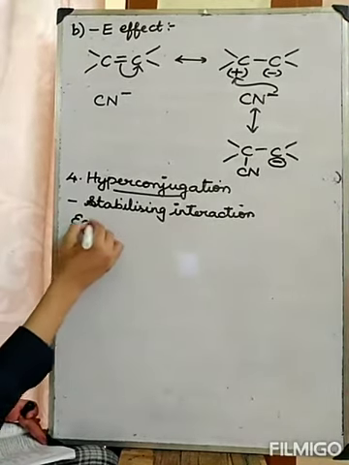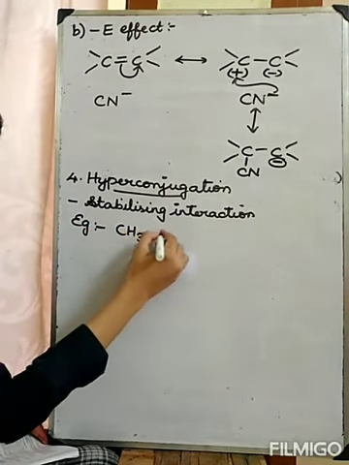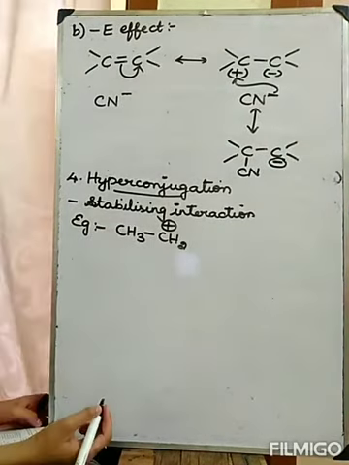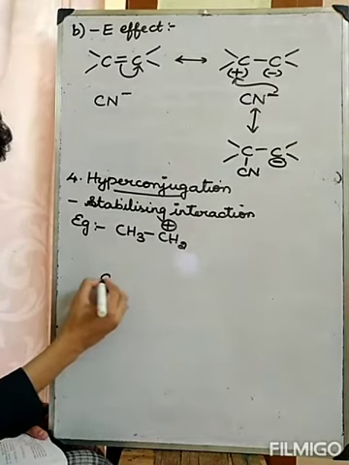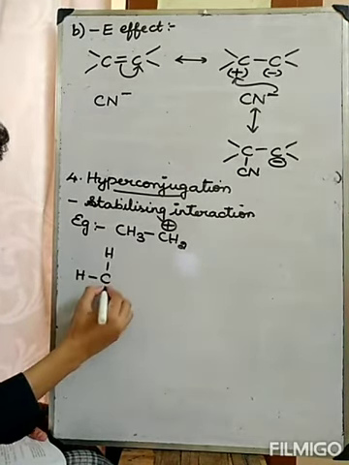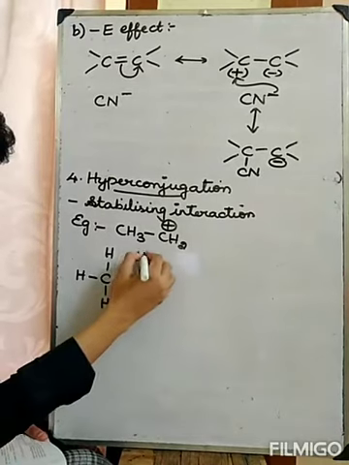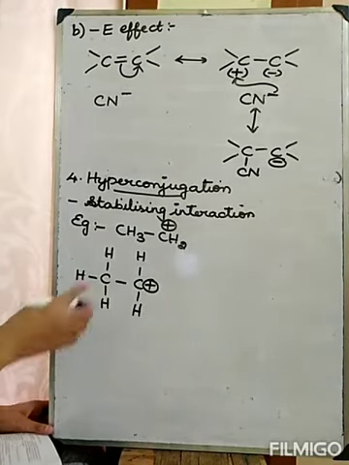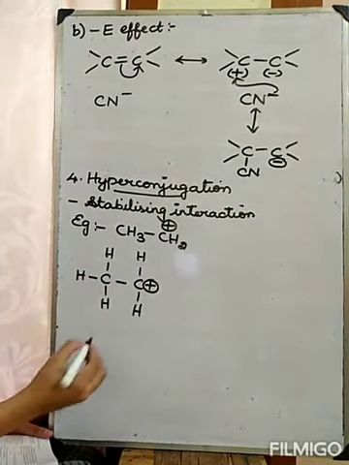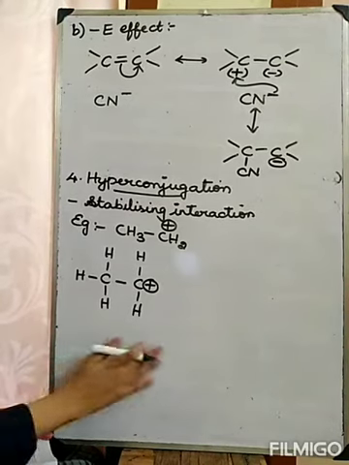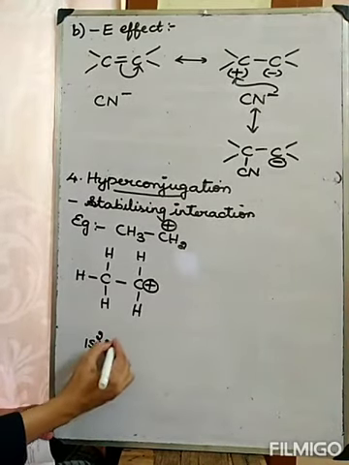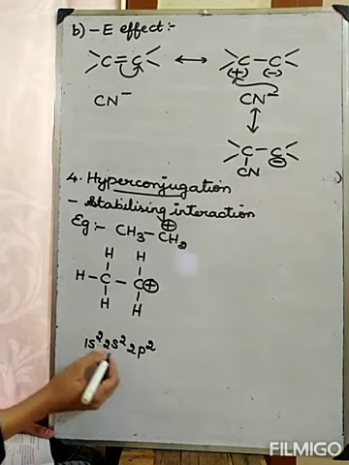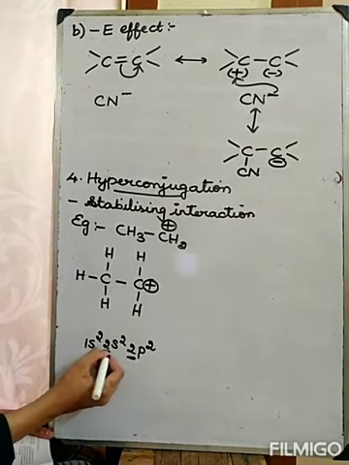So to understand this, we will take one example: CH3, CH2 plus charge. Listen carefully. CH3 means you have to draw like this. Yes or no? CH2 means you will be drawing like this, and it is having plus charge. So carbon is having 4 bonds. 4 bonds means, what is the electronic configuration of carbon? 1s2, 2s2, 2p2.